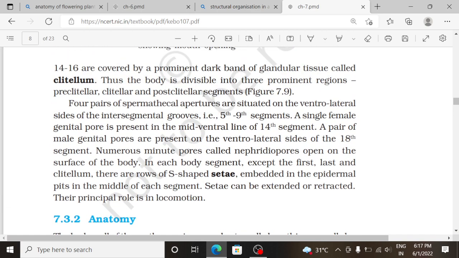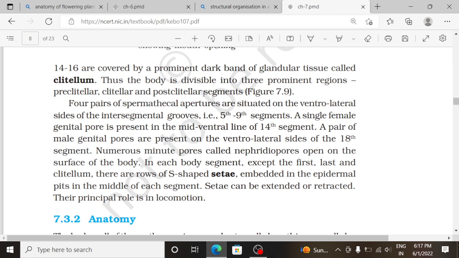4 pairs of spermathecal apertures are situated on the ventrolateral sides of the intersegmental grooves, that is 5th to 9th segments. A single female genital pore is present in the mid-ventral line of the 14th segment. A pair of male genital pores are present on the ventrolateral sides of the 18th segment. Numerous minute pores called nephridiopores open on the surface of the body.